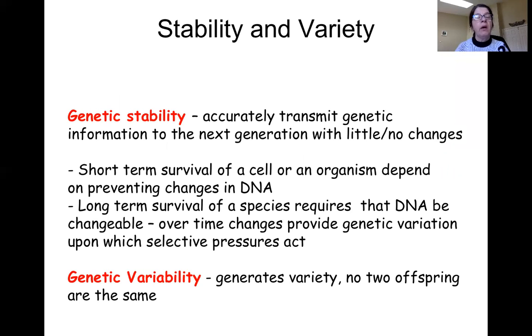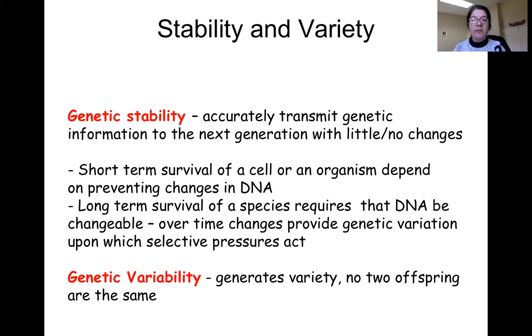both complementary and contradictory terms: genetic stability and genetic variability. So what does stability mean? Stability means we need to accurately transmit genetic information to the next generation with little to no change in that information. And genetic stability will ensure the short-term survival of a cell or a whole organism. And that depends on preventing changes in the DNA.